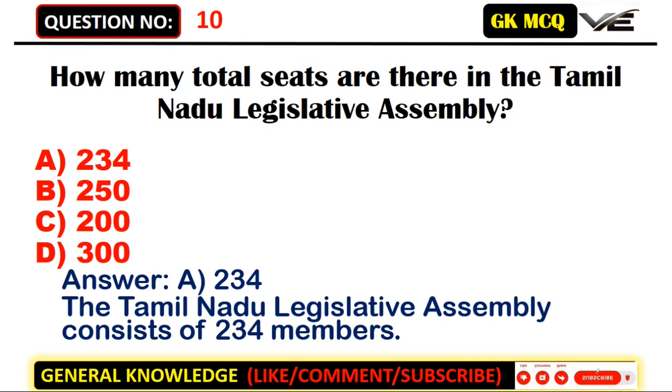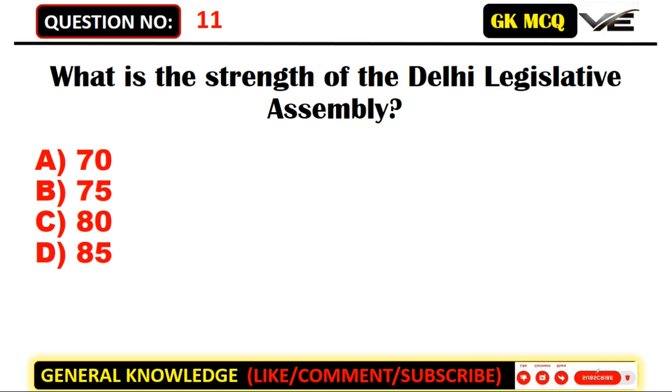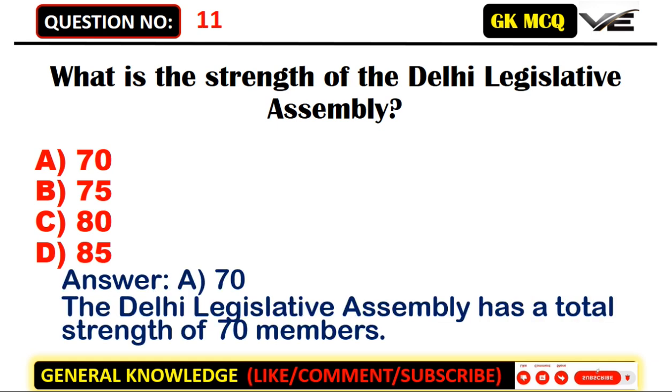What is the strength of the Delhi Legislative Assembly? A. 70. B. 75. C. 80. D. 85. Answer: A. 70. The Delhi Legislative Assembly has a total strength of 70 members.